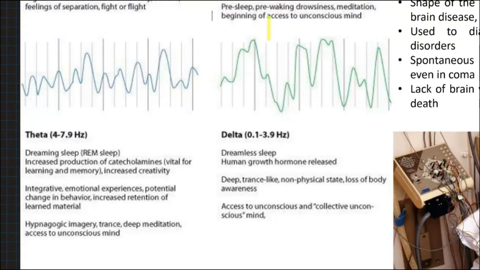Now, our cortex becomes less and less active, and you can see that in the case of theta waves, the frequency reduces even more, and these theta waves are associated with dreaming sleep.